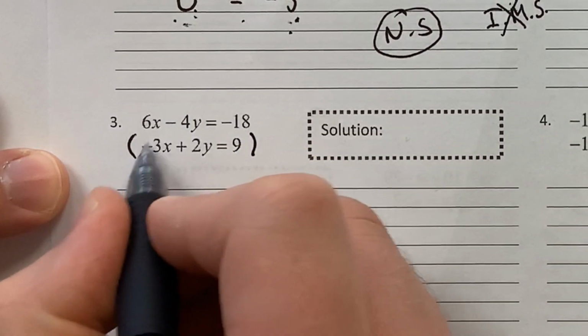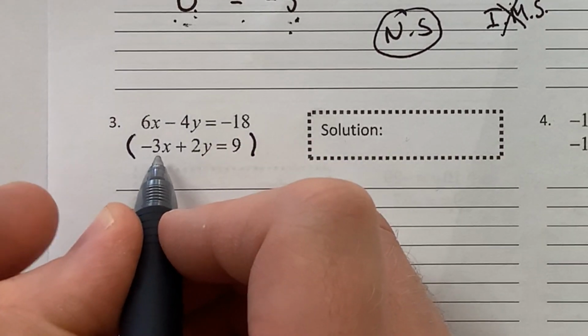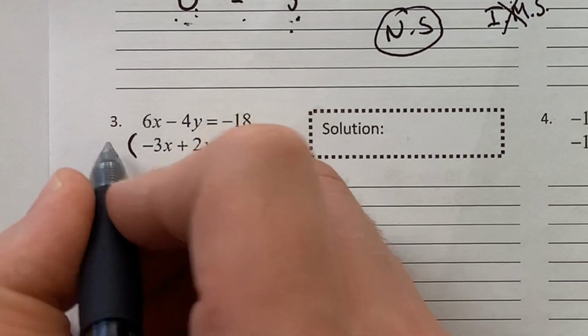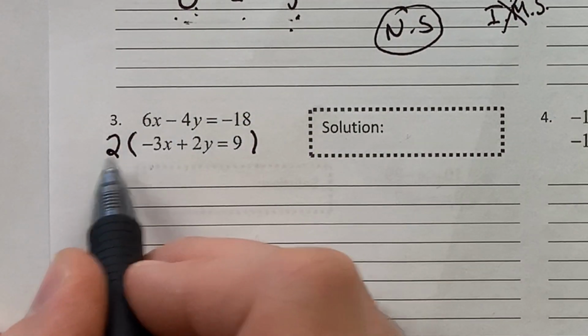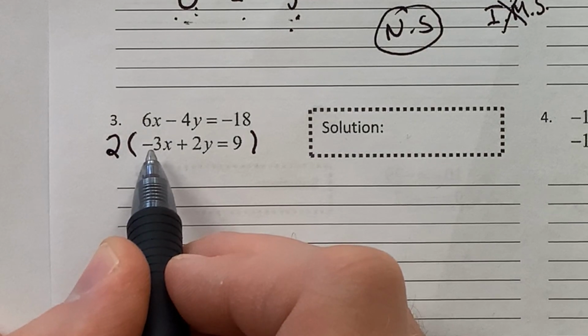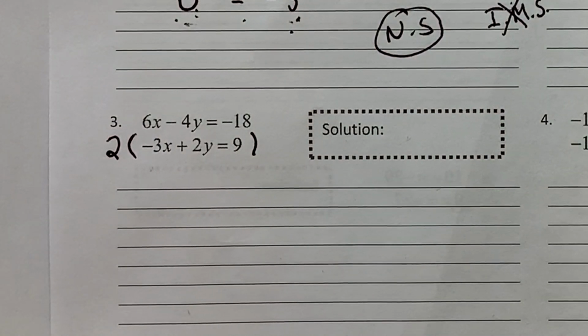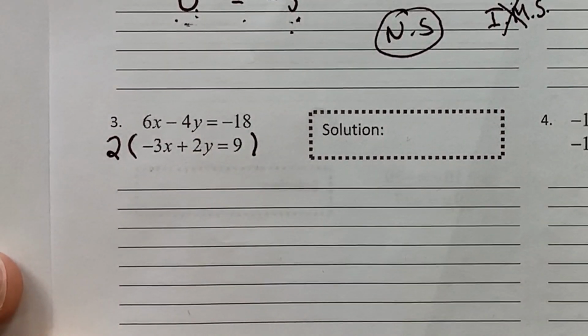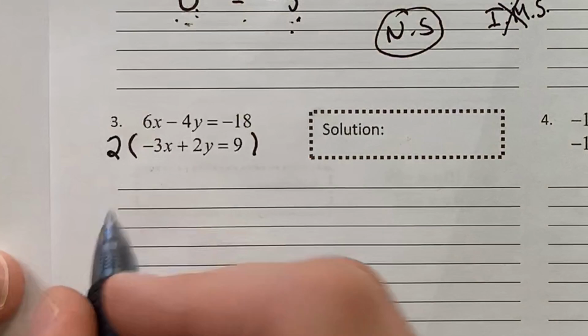I'm going to look at my smaller number of the two. So 3 is obviously smaller than 6. What can I multiply 3 by to give me 6? Well, that's a 2. Now let's check my signs. This is a positive 6. 2 times negative 3 would give me a negative 6. That's the opposite. There we go. I found my magical number that I need to multiply my bottom equation by to get my opposites. Step 2 is done.